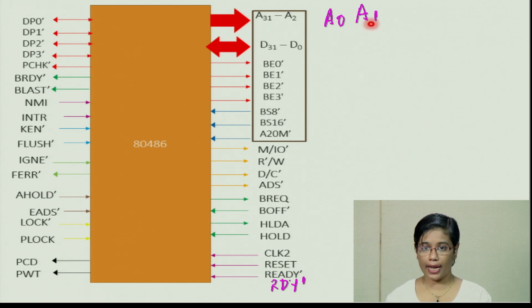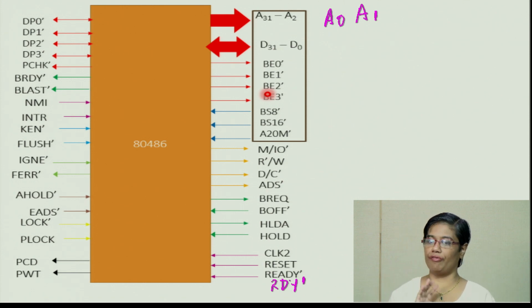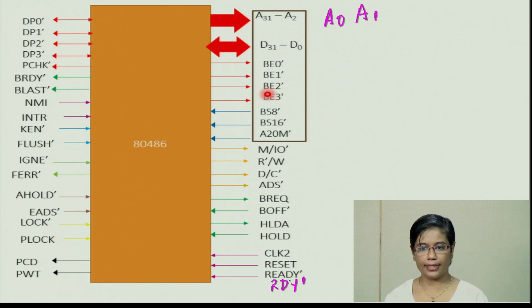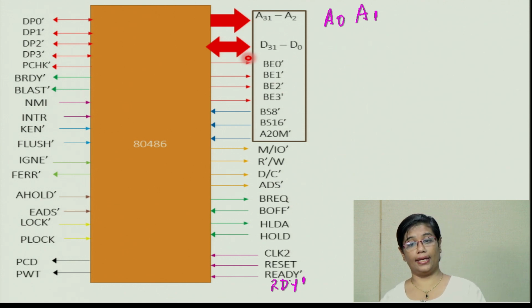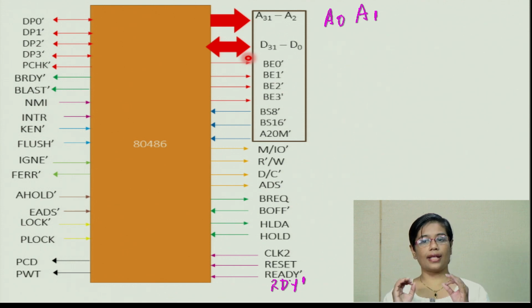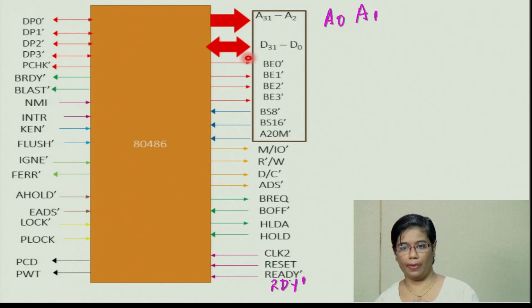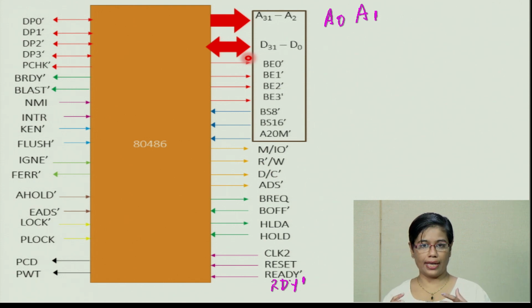Instead of A0 and A1, if you remember, we had 4 bank enable signals: B0, B1, B2 and B3. They are the same as in case of 80386. There is no difference there. And of course, we have the 32-bit data bus, which is going to be D0 to D31. And just like 80286 and 80386, the address and the data bus is non-multiplexed. So we have the address lines separately, we have the data lines separately.